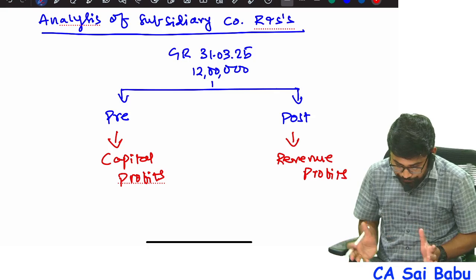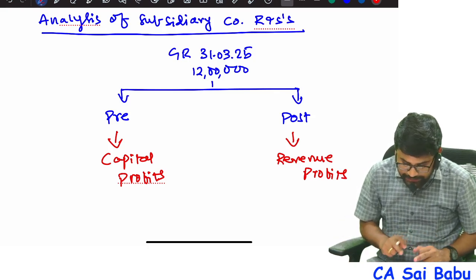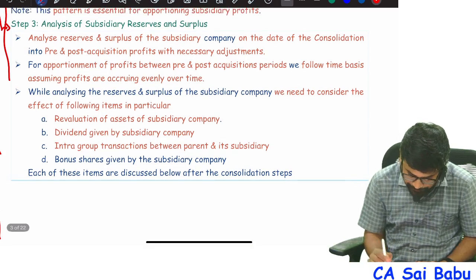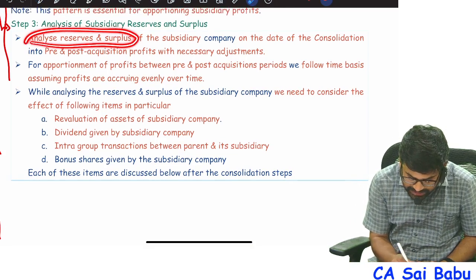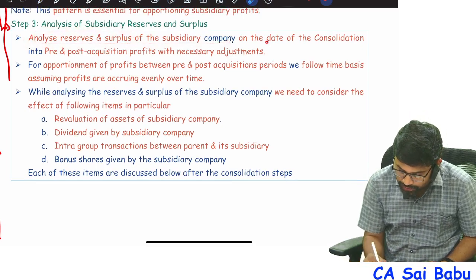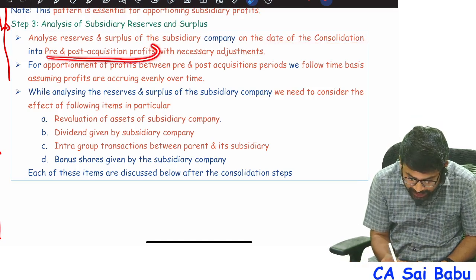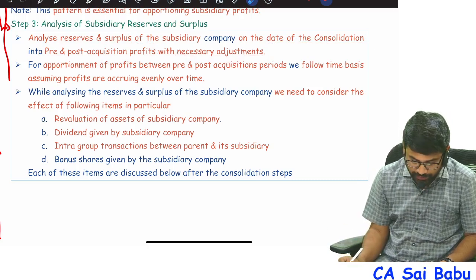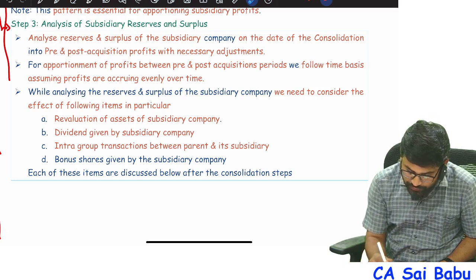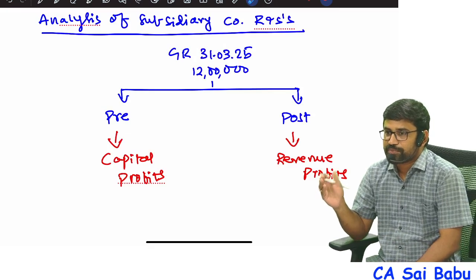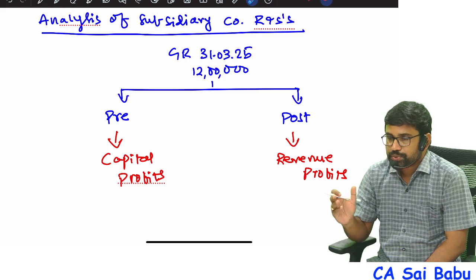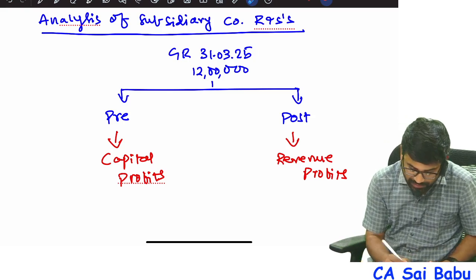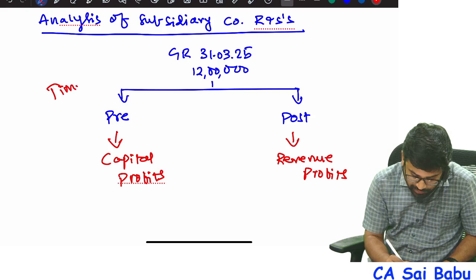So, like this, we need to analyze the subsidiary company profits into pre, post. See this, sir, what they are telling. Analyze reserves and surplus of the subsidiary company on the date of consolidation into pre and post acquisition profits with necessary adjustments. Now, sir, you said we need to divide each reserve of the subsidiary company into two categories, pre, post. So on what basis will you allocate this? Time basis. Always time basis we will follow.